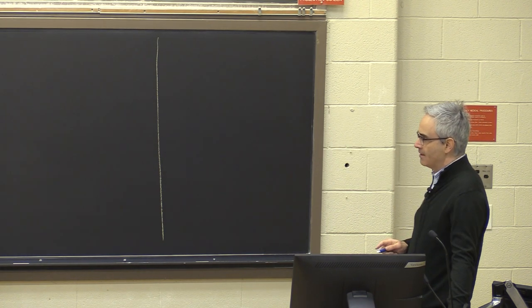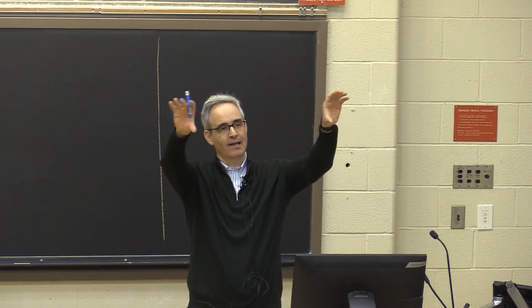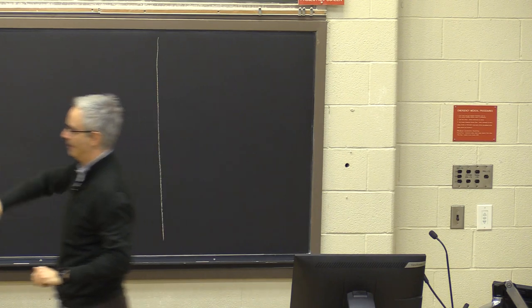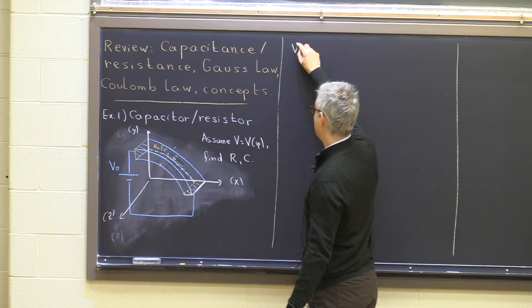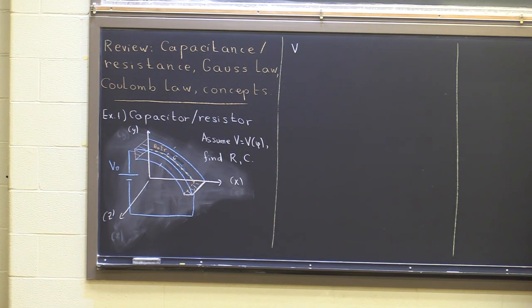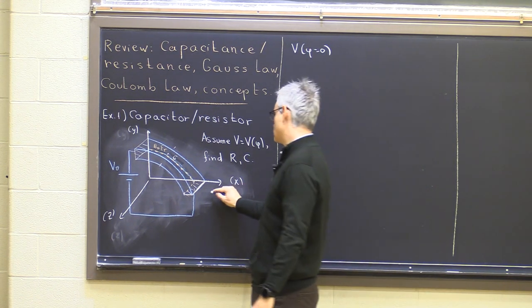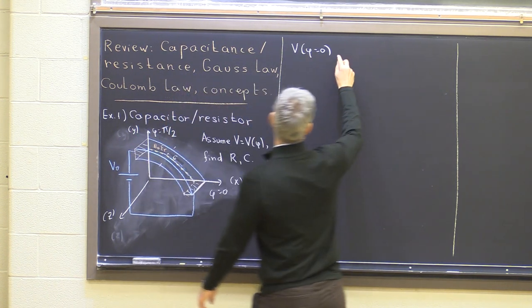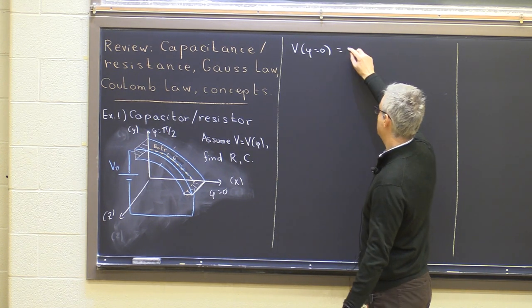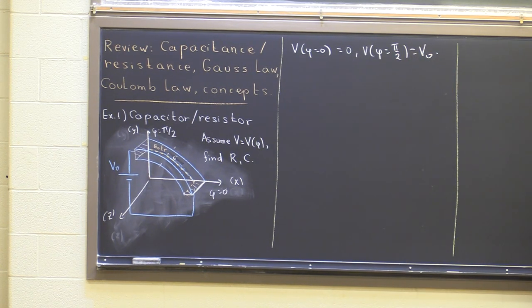So first of all, I have this example of a capacitor or a resistor, whichever way you want to see it. It is a rectangular slab that I have bent. And now I have connected it to the voltage source. The potential, I'm being told, depends only on the phi coordinate. And it has boundary values at phi equals 0, which is the x-axis, so phi equals 0 is right here. Phi at 0 equals 0, and phi at pi over 2 equals V naught. So it has been connected to this voltage source.